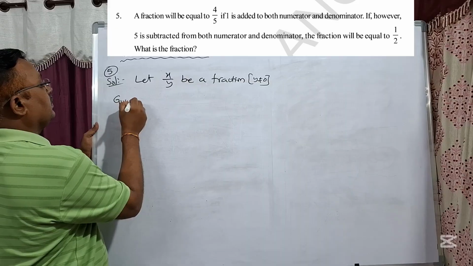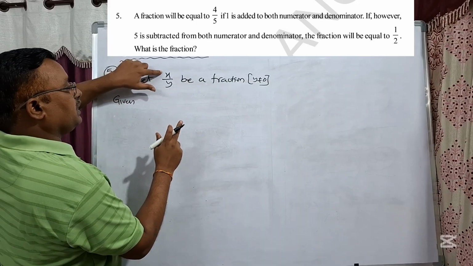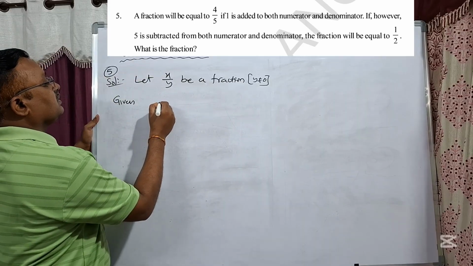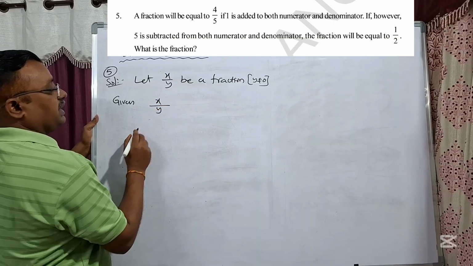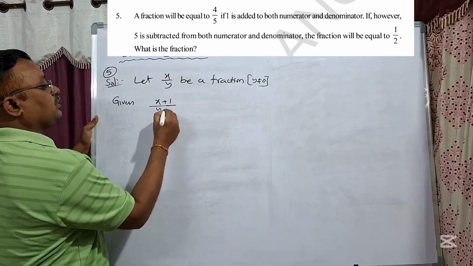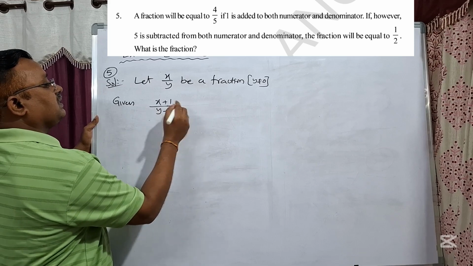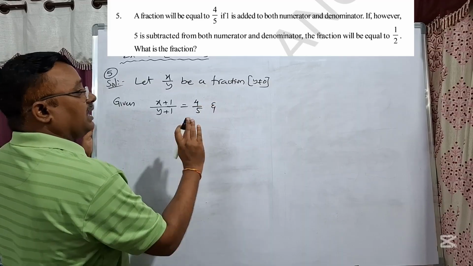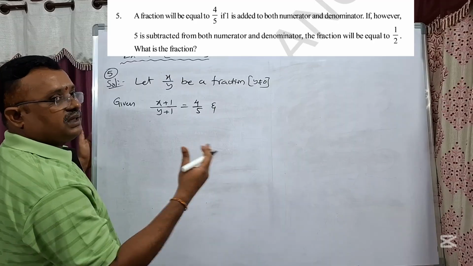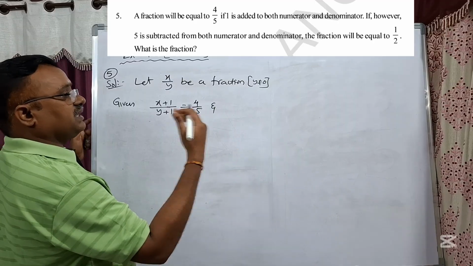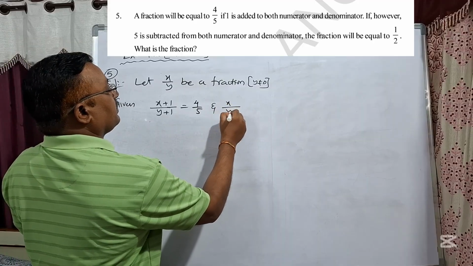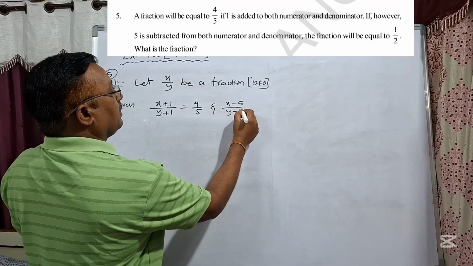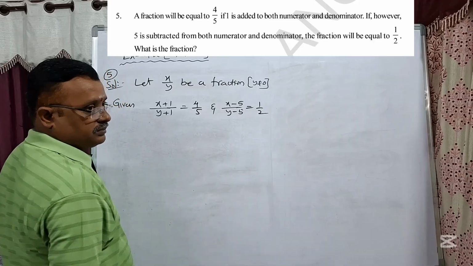Given: 1 is added to both numerator and denominator, the fraction value will become equal to 4 by 5. So, actual fraction x by y, if 1 is added to both numerator and denominator, this fraction equals 4 by 5. And another condition also they have given, that is useful to prepare the second equation. What is that condition? From the given fraction, if 5 is subtracted from both the numerator and the denominator, it will be equal to 1 by 2.